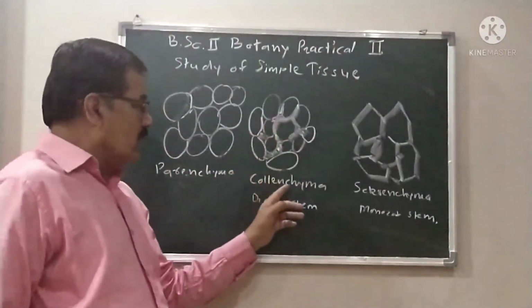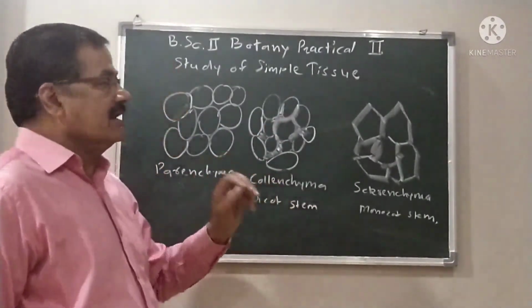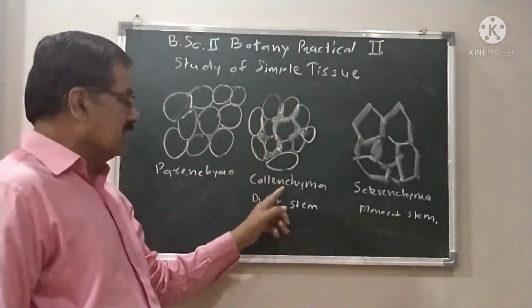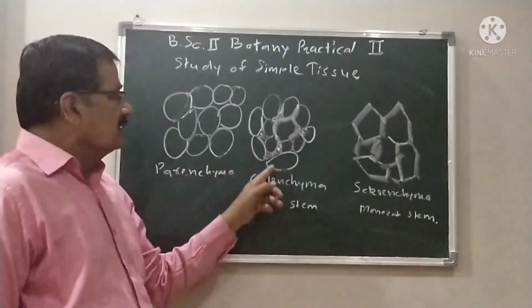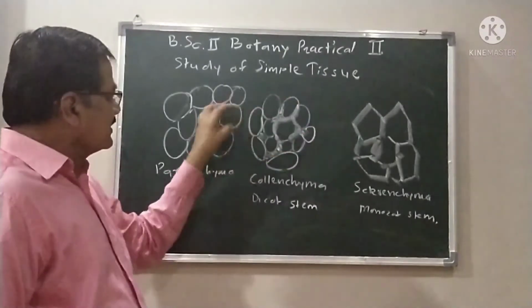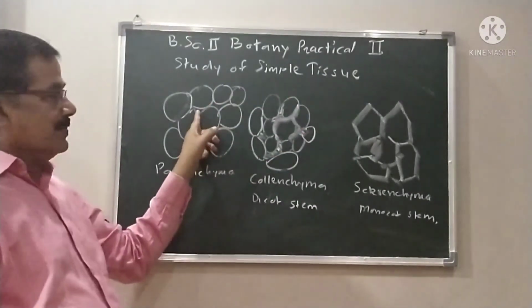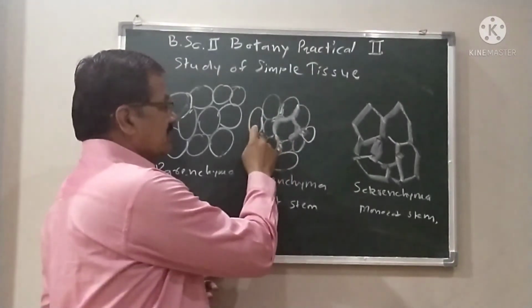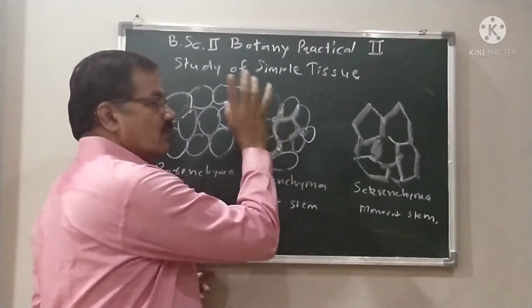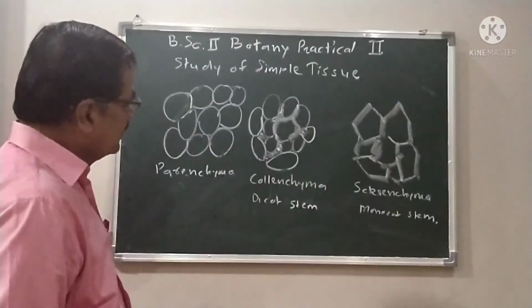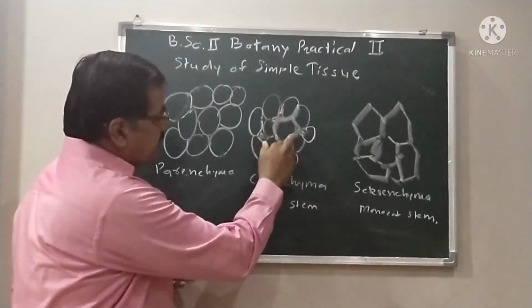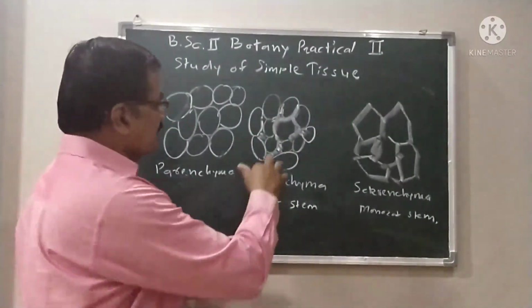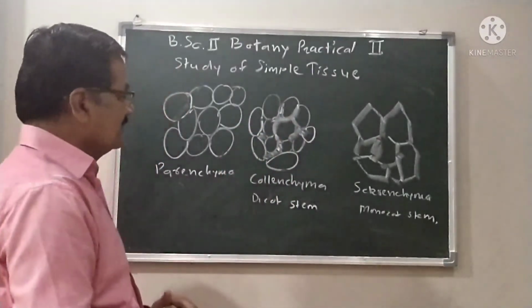Second, that is the collenchyma tissue. The given slide is a simple tissue, that is a collenchyma. This collenchyma tissue is similar to parenchyma. The cells are oval to spherical living cells which consist of dense cytoplasm, nucleus and vacuoles. There are no intercellular spaces. The intercellular spaces are filled.